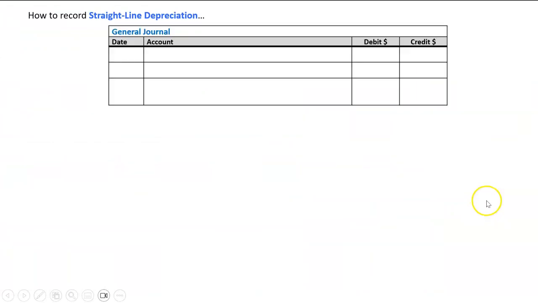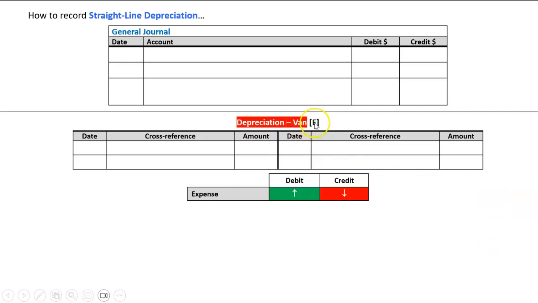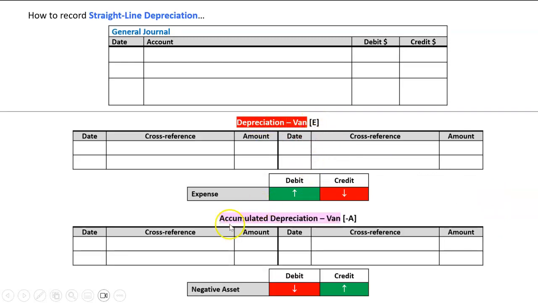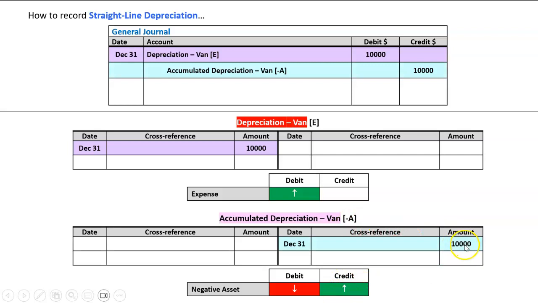So we know that. But I guess now, and to record that, we would do a general journal entry, so we've done that too. We just go and create an expense called depreciation of van, and then we also have this negative asset called accumulated depreciation, and we do a debit in this one here. And because it's going up, expenses go up on the debit side. And then this is a negative asset and it's going up. We're putting economic resources into this account. So that would go up here, so that's a credit.